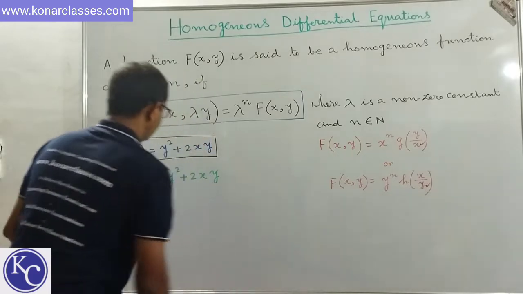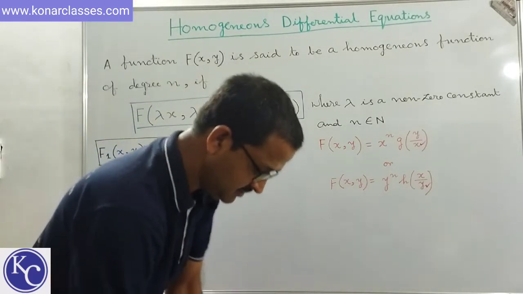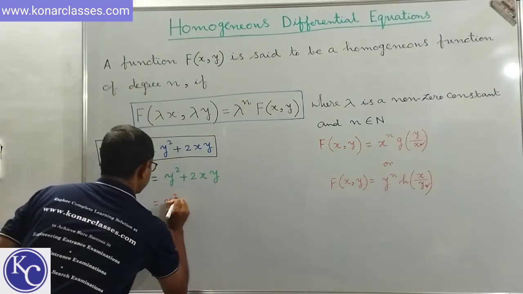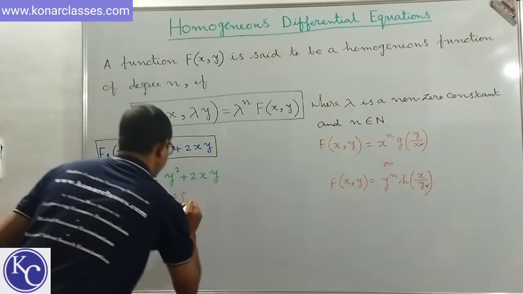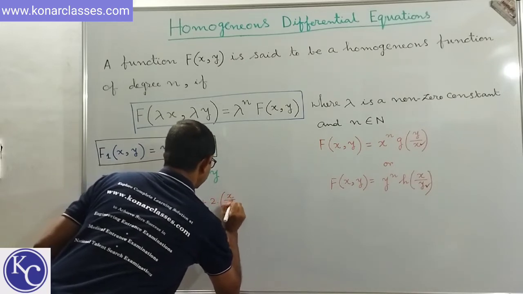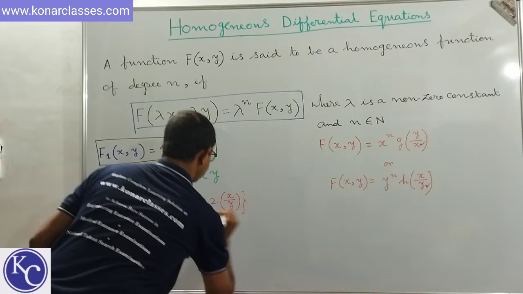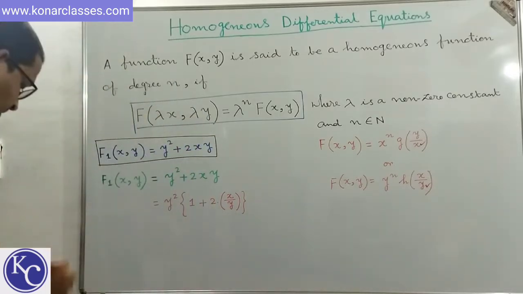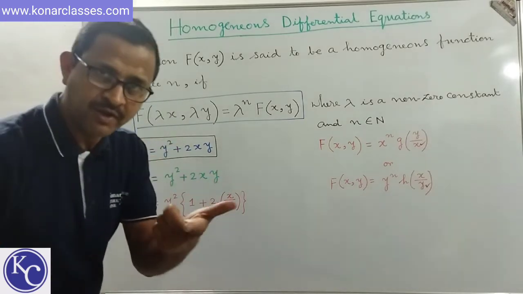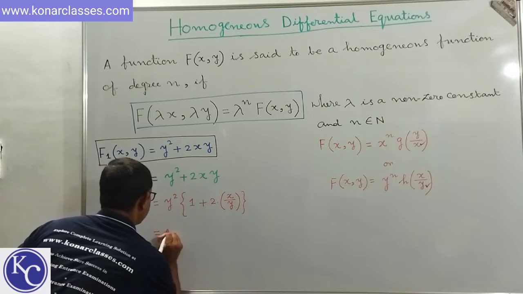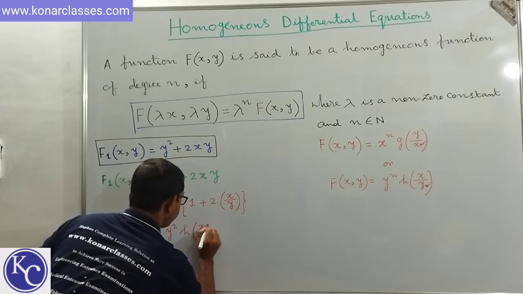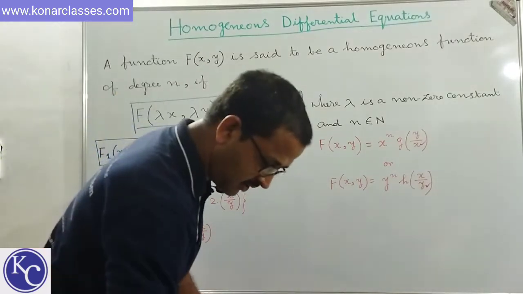Okay, so what we can write, dear students, is that the same function y square plus 2xy, we take y square common, then this y square becomes 1 plus 2 into x by y. Correct or not? So now if you look into this particular function 1 plus 2 into x by y, that is a function of x by y. So what we can write? This is equal to y square into h x by y. Correct? What I was telling, dear students.